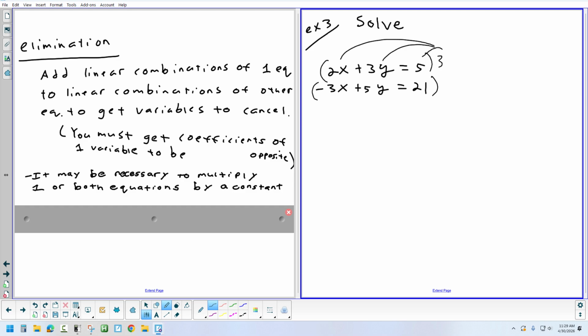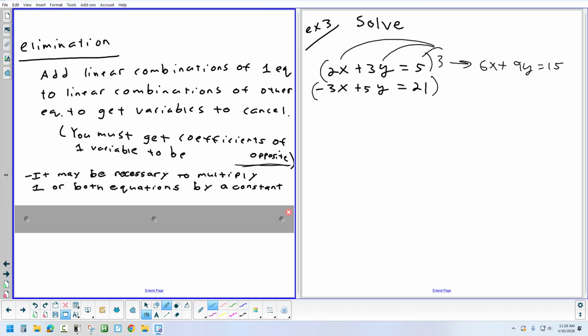You can't just do it to the x, you have to do it to everything. What's my new equation if I multiply by 3? 6x plus 9y equals 15. Now the goal in the bottom equation is a negative 6. Here we're trying to get the numbers in front of x to be the opposite. What would you multiply by in the bottom?